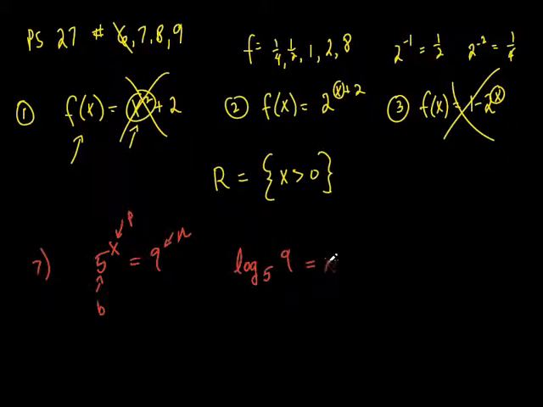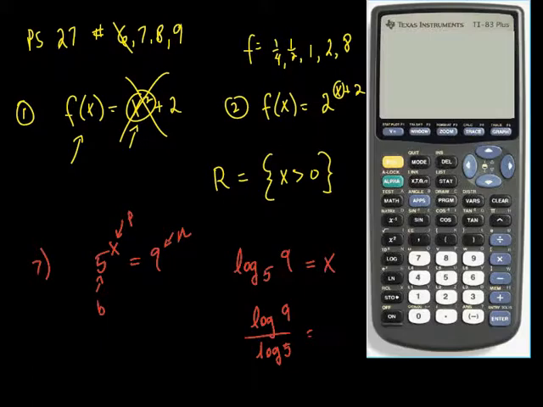What's the power? It's x. Now, you can actually do this in a calculator. You can't do it directly, but you have to use that change of base theorem. Remember that? So it would be log 9 over log 5, and these are common logarithms, base 10, which we can do in our calculator.